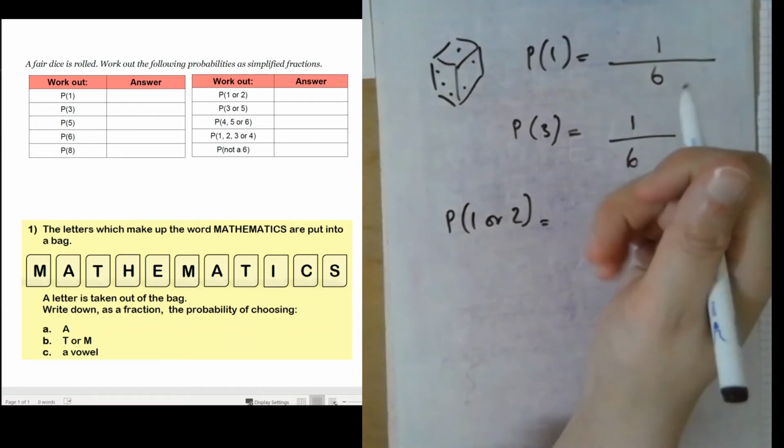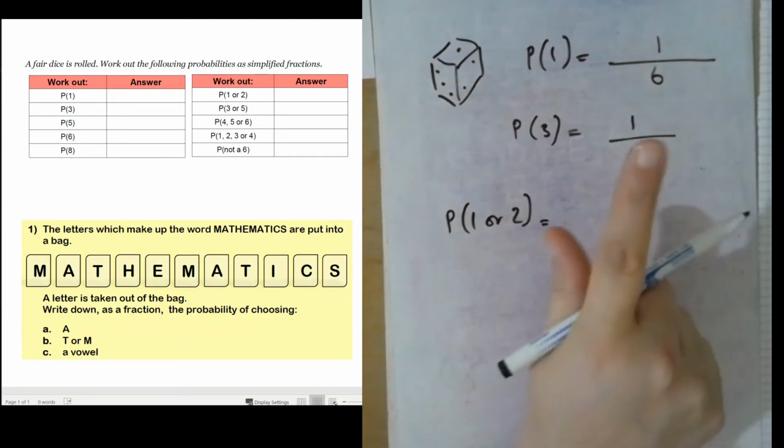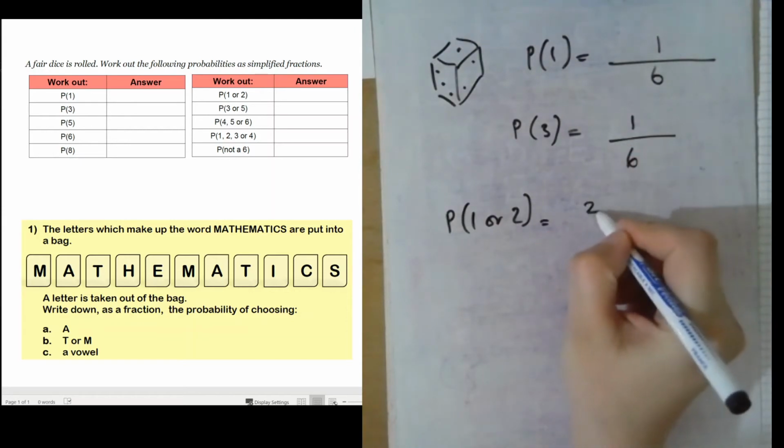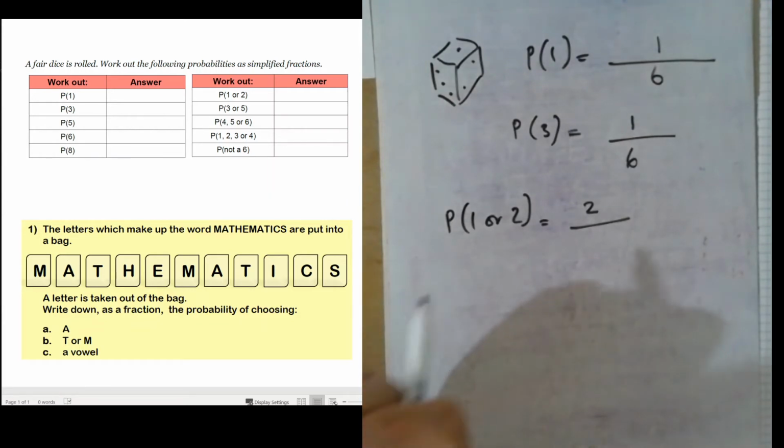Okay, what if I tried 1 or 2? Well, how many sides have a 1? I have one of those. And how many sides have a 2? I have one of those. So altogether, I've got 2 sides. For the bottom, I'm still asking the same question. How many sides do I have in total? 6.